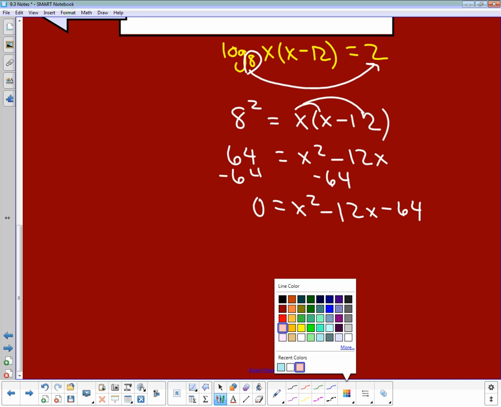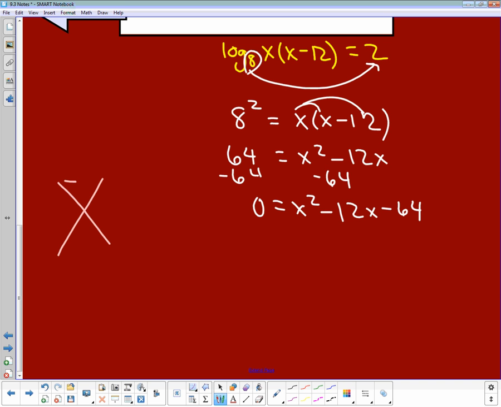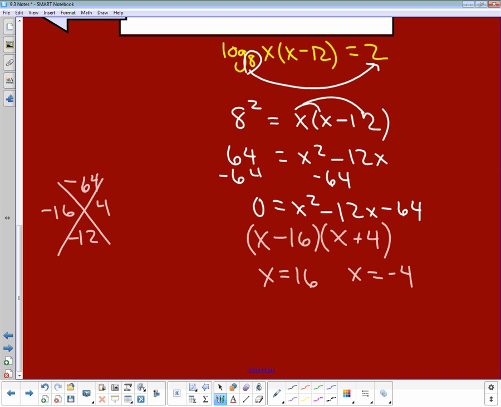So factoring and solving, I want a product of negative 64, sum of negative 12. That gives me negative 16 and positive 4. So I have x minus 16 and x plus 4. That gives me solutions of x equals 16 and x equals negative 4. But again, I can't have that negative logarithm, so that one's gone. I end up with just the positive 16 for my solution.